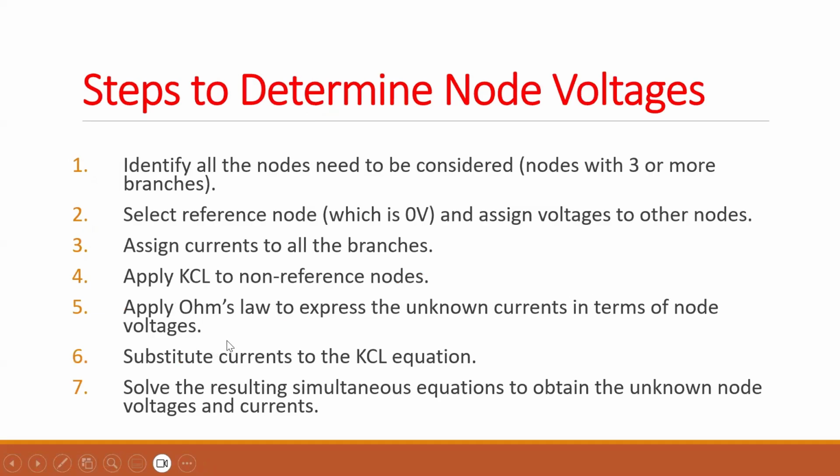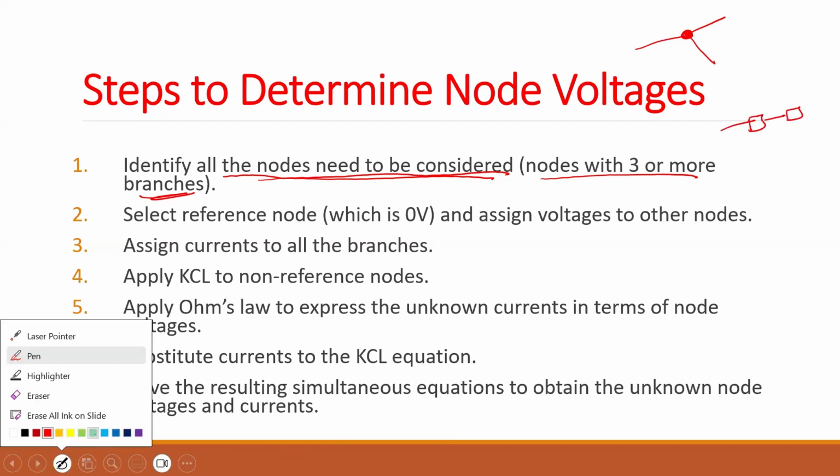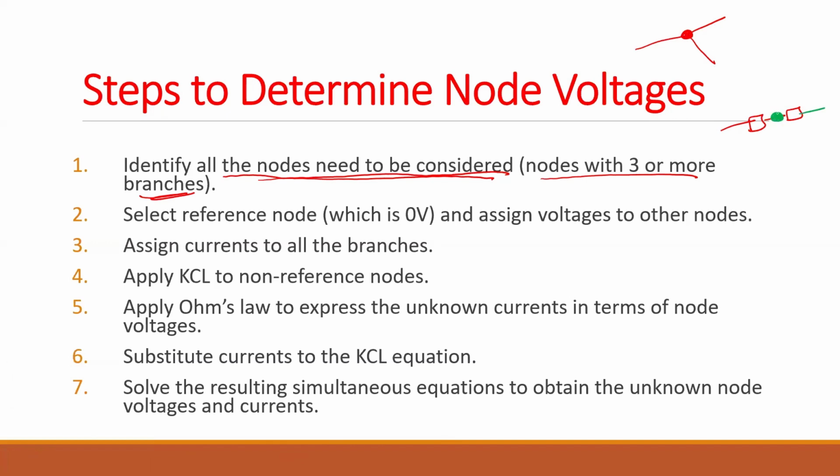So let's see the method steps. First, we need to identify nodes. Last week we discussed that a node is a place where you have a connection. Here we need to consider only nodes with 3 or more branches connected. If you have 2 elements connected like this, 2 resistors, this is a node, because when elements are connected, this will be a node. But for the node voltage method, you don't consider this as a node. You consider only where you have 3 or more branches. So this is a node because you can see 3 branches connected. When only 2 branches are connected, we don't consider them as nodes.